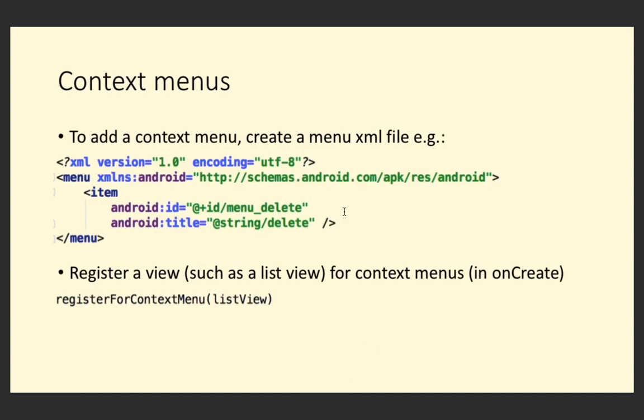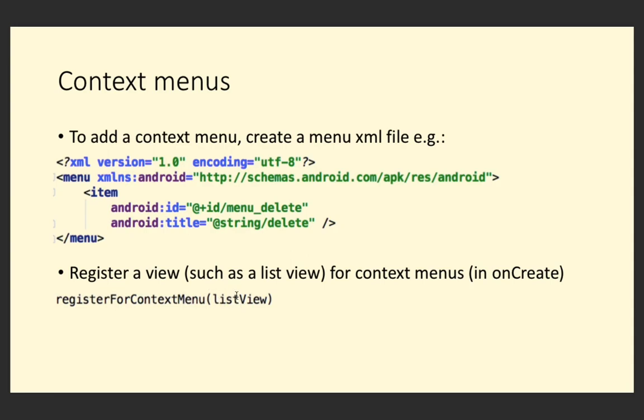Yeah, so we need another menu for this. So I'm going to add another menu to my resources, and then once we've got our menu, we can register something to show that menu. There's a method called register for context menu, and we can ask our list view to have that context menu.